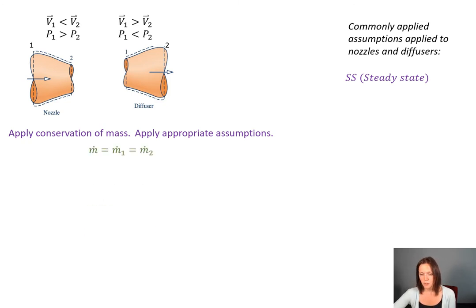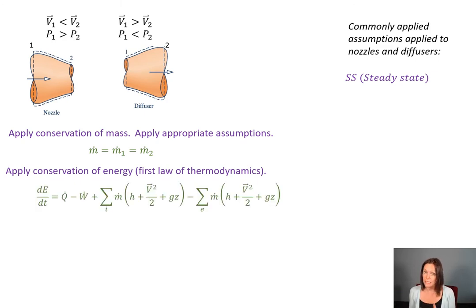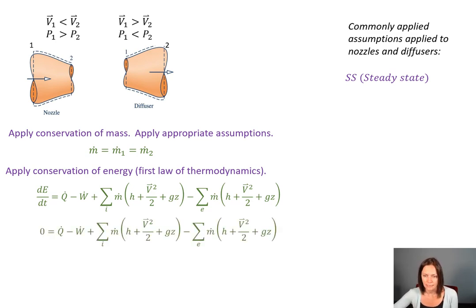All right, so now I'm ready to apply my conservation of energy, and I need to make sure that I pick the appropriate version of the first law, because I've got one for a closed system, one for an open system, and I have definitely got an open system because I've got mass flowing in and mass flowing out. So here's my conservation of energy, my first law, and because it's operating at steady state, I go ahead and get rid of that dE/dt.